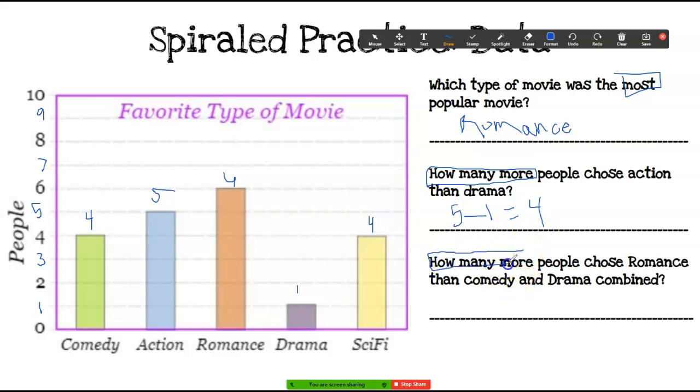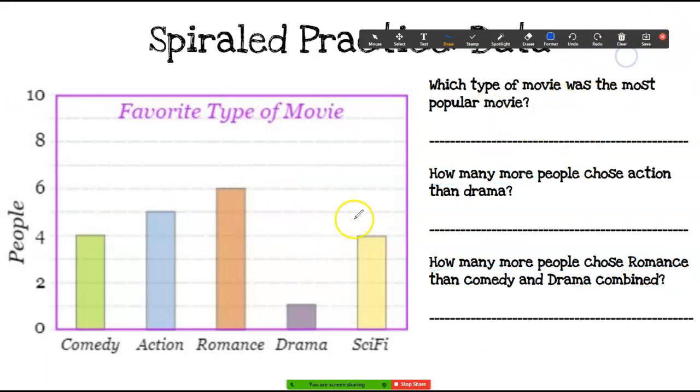I have another subtraction question here, and I'm looking at these 2 categories, comedy and drama combined. So it's a 2-step problem here. Combined means I'm adding, how many more means I'm subtracting. So I'm combining comedy and drama, 4 and 1, so 4 plus 1 is 5. And then 6, which means I have 6 minus 5 equals 1. Make sure you label these in your journal or on a piece of paper to show your work.